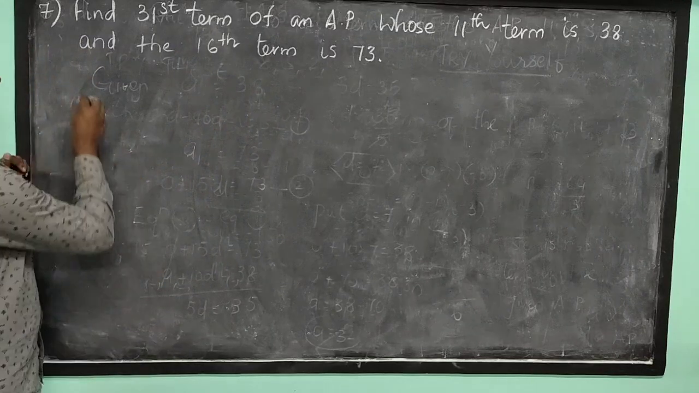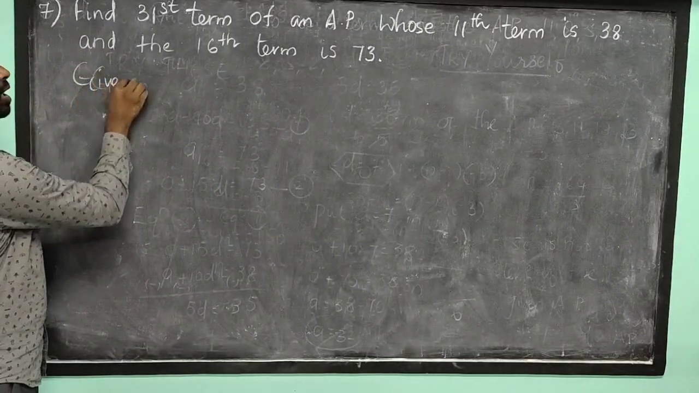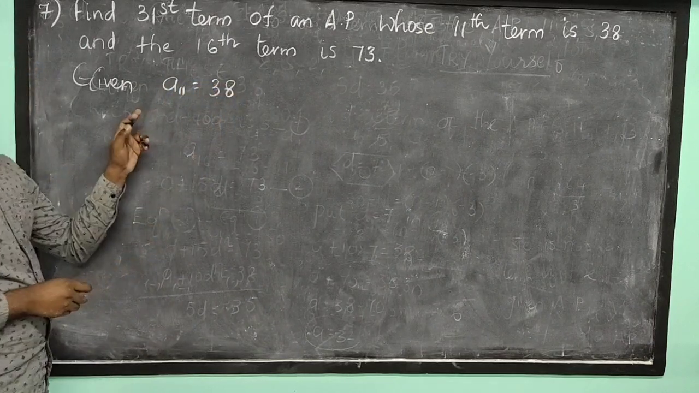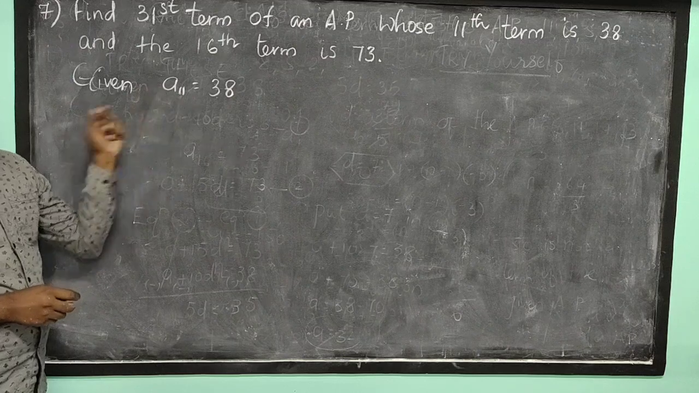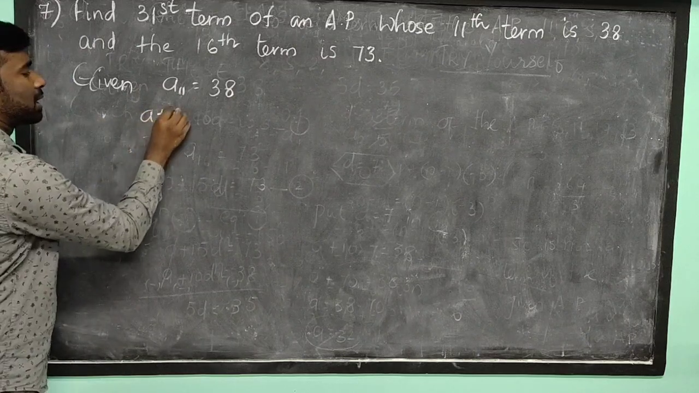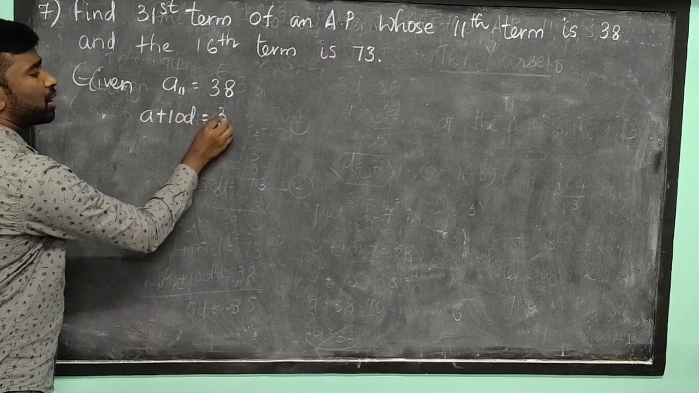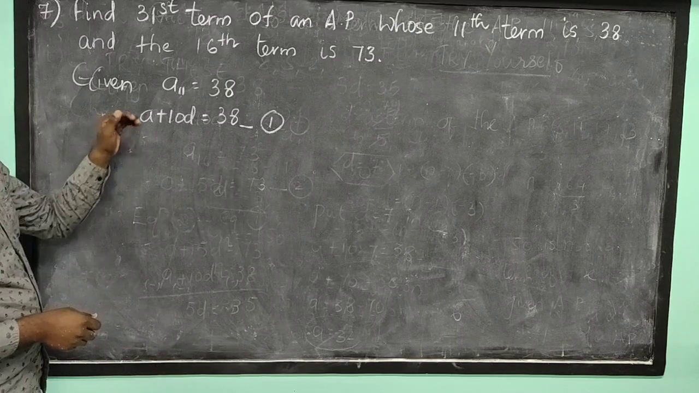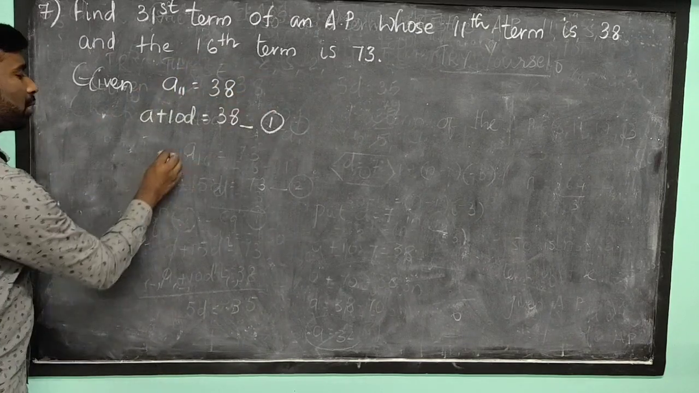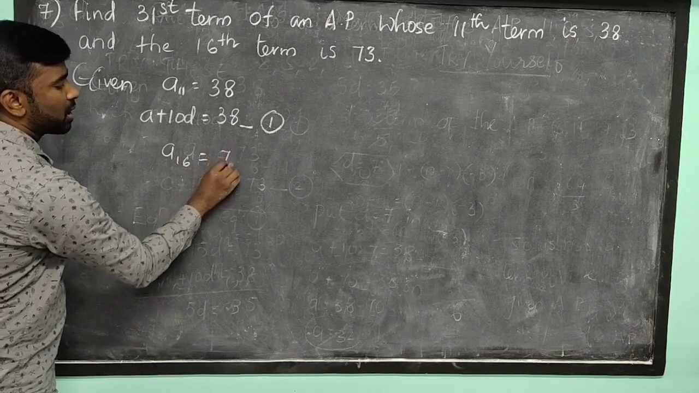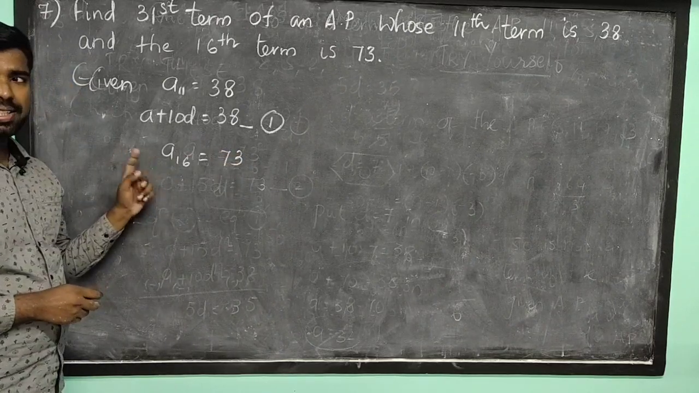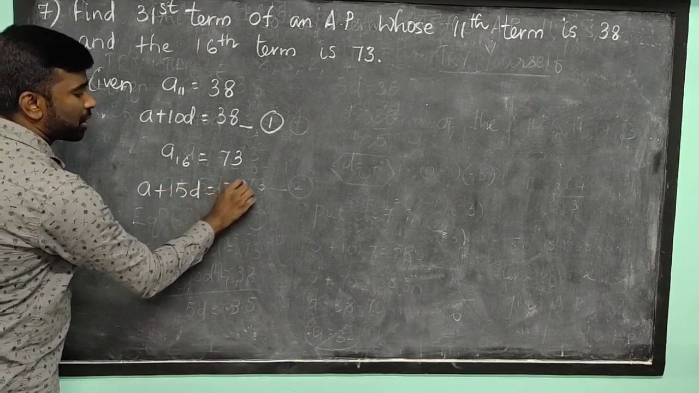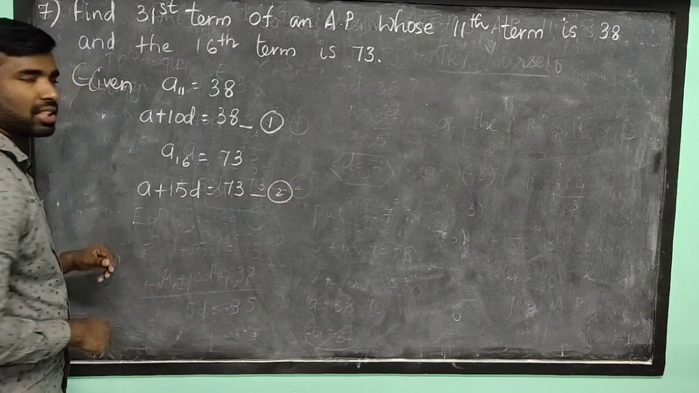Students, the given data is: 11th term, a11, is 38. Now by using the general form of the AP, a11 can be written as a plus 10d, which is equal to 38. I'll consider this as equation 1. Now the 16th term is 73. That is a16, which is equal to 73. Now a16 can be written as a plus 15d, which is equal to 73. I'll consider this as equation 2.